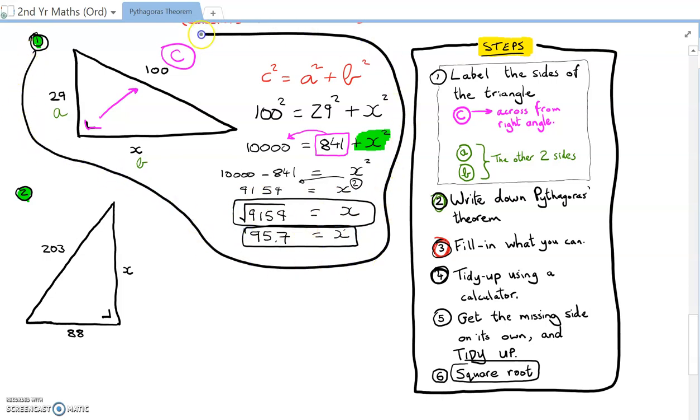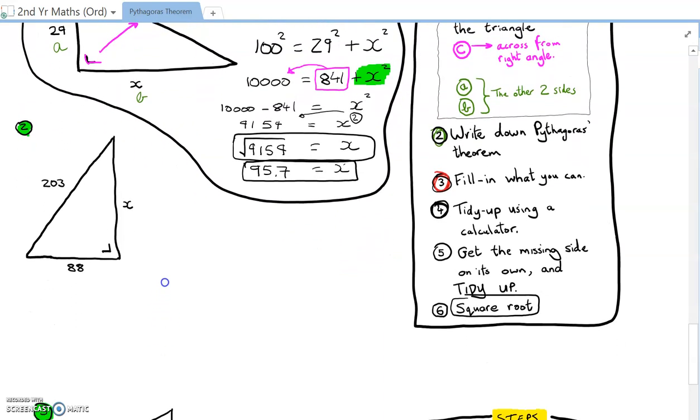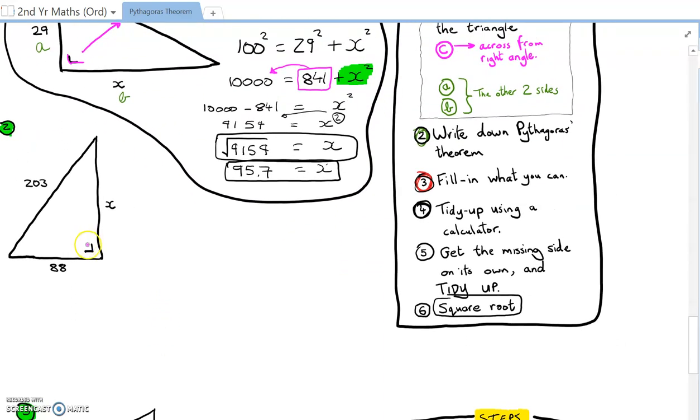Now let's try question 2. Let's start by labeling the sides of the triangle. So we have C over here and we have A and B, or B and A. It doesn't make a difference. Let's put down the theorem. C squared is equal to A squared plus B squared. Okay, let's fill in what I can. So C is 203. So 203 squared is equal to A. What's A? It's 88. So 88 squared. Plus B, what's B? It's X, so X squared.